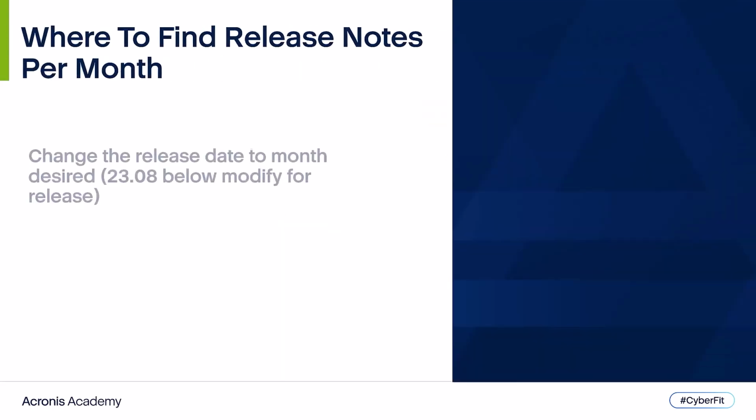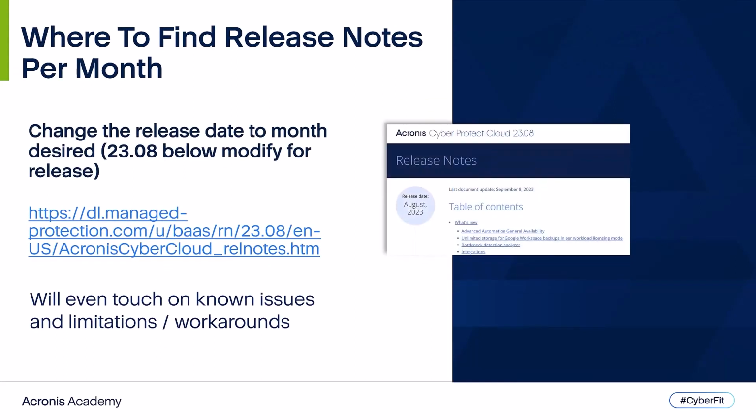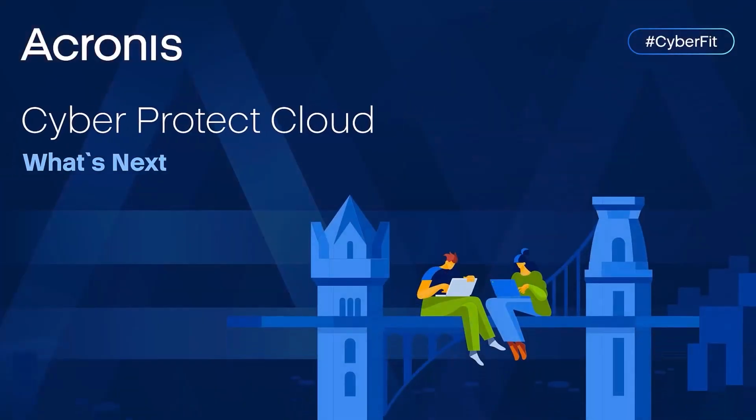If you want to see what new features occur each month and other items mentioned each month, this URL is a great bookmark for you. If you want to see a particular month, just modify the URL where it says 23.8 with the year.month you want to see. Well, we are reaching the end of this course.